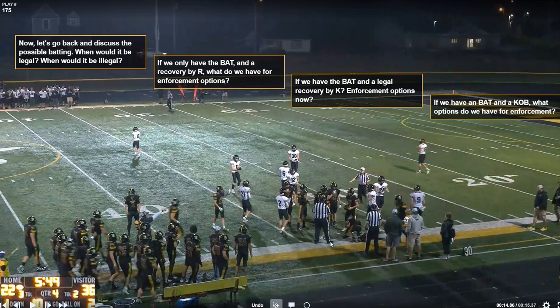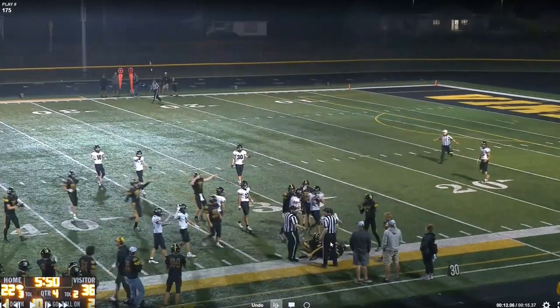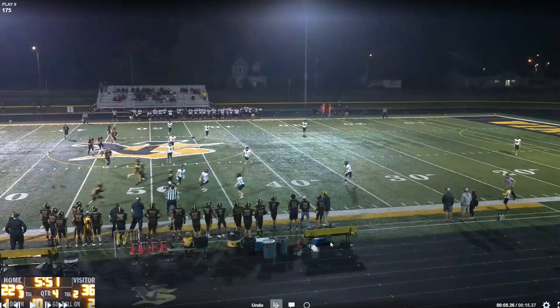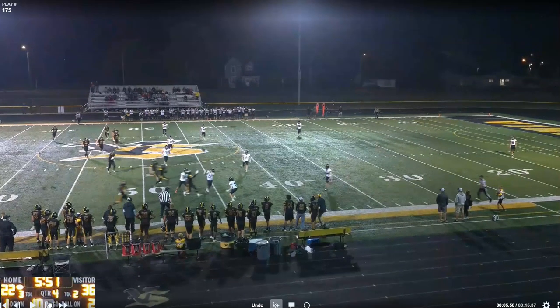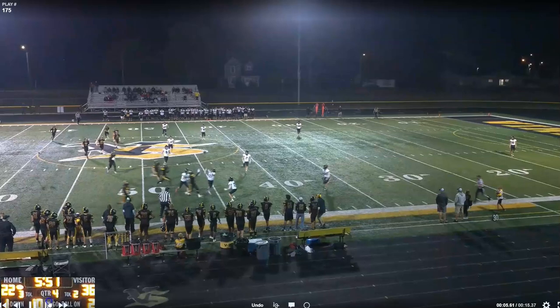What options do we have for enforcement? So let's go back first of all and take a look at the bat so we know what it means to illegally bat a ball, because like I said, it's a very rare occurrence. I think I've had 3 in all my years of officiating. So here's our player coming down, and first of all, the bat has to be intentional, and this is definitely an intentional bat.